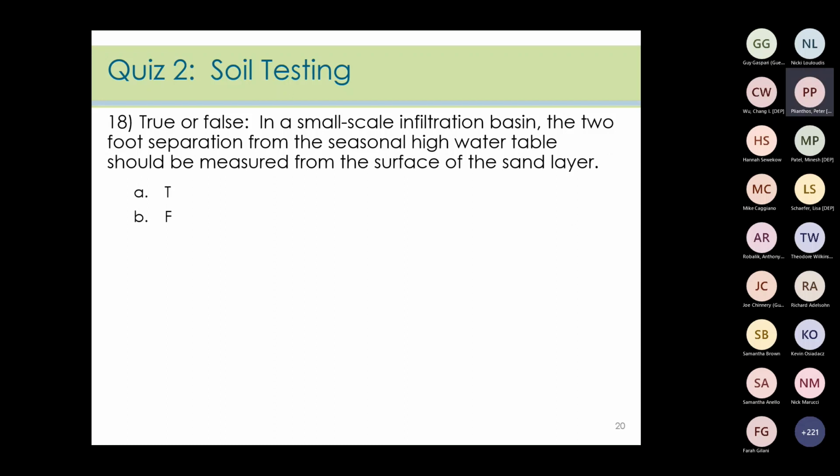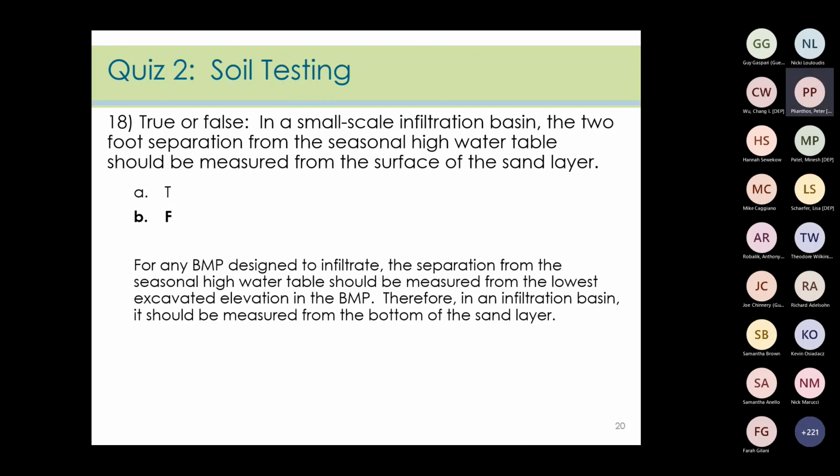Number 18, true or false? In a small scale infiltration basin, the 2-foot separation from the seasonal high water table should be measured from the surface of the sand layer. And that's false. As stated in the BMP manual, for any designed infiltrating BMP, the separation from the seasonal high water table needs to be measured from the bottom of the sand layer, which is the lowest excavated elevation in the BMP. We mentioned the seasonal high water table separation requirement when we talked about why the soil testing is important.